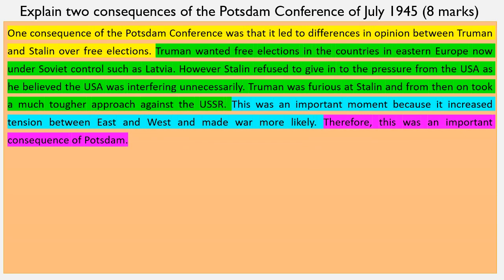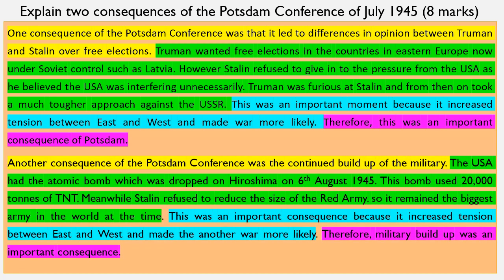Okay, a question. Here's the typical one you might get about the Potsdam Conference. Explain two consequences of it. One could be that there was a difference of opinion between Truman and Stalin. Free elections, I just mentioned that, and you'd develop that one.